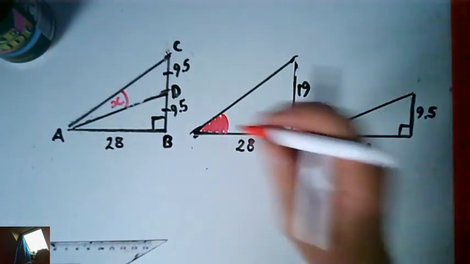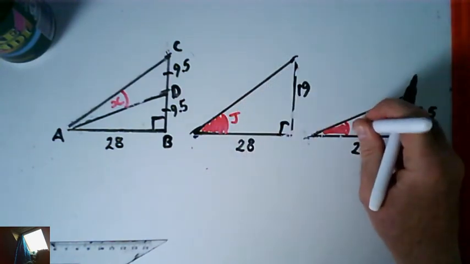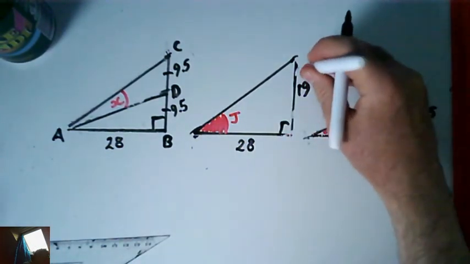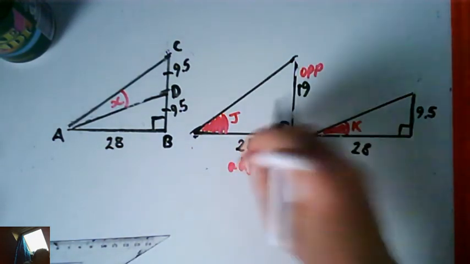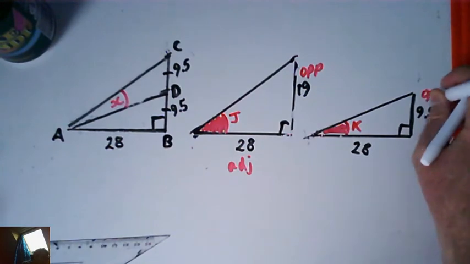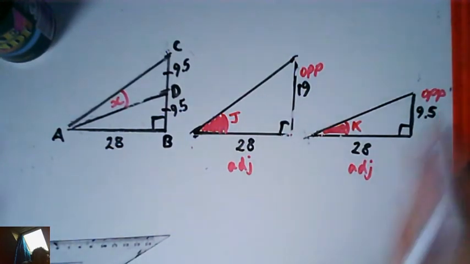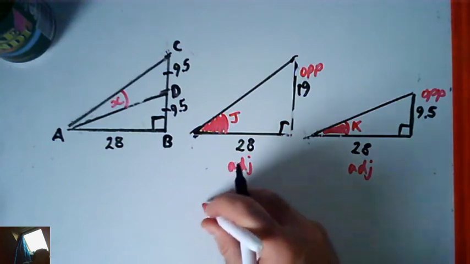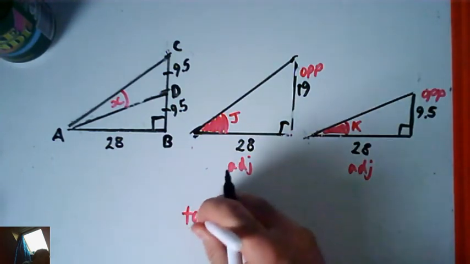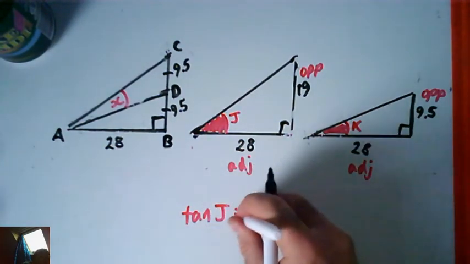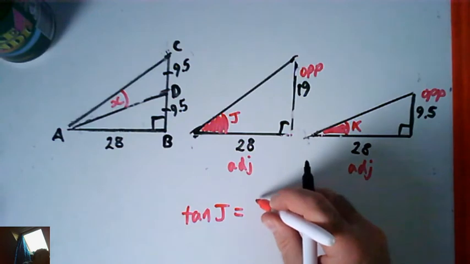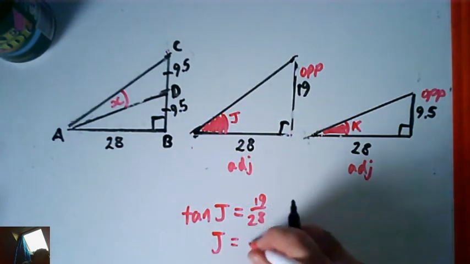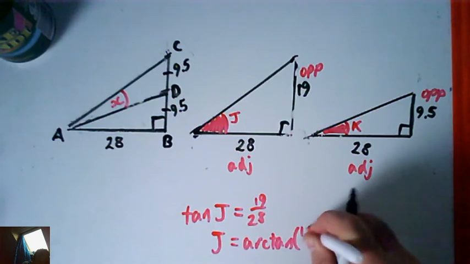I'll call them angle J and angle K, just to give them names. So we have got, in relation to J, the opposite and the adjacent. We've got, in relation to K, the opposite and the adjacent, although it's a different opposite to in that triangle. So opposite and adjacent is tan, so tan of J equals opposite over adjacent, 19 over 28, and J itself is the inverse tan or arctan of 19 over 28.